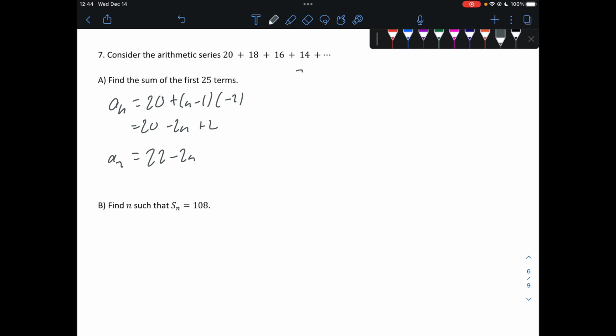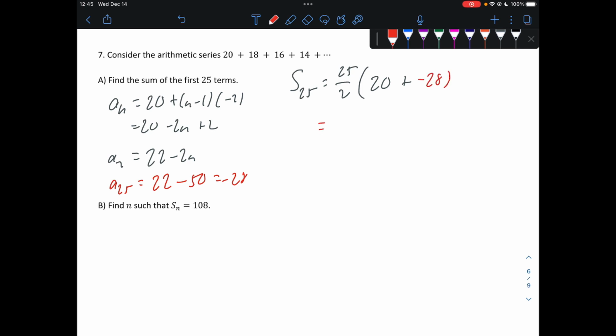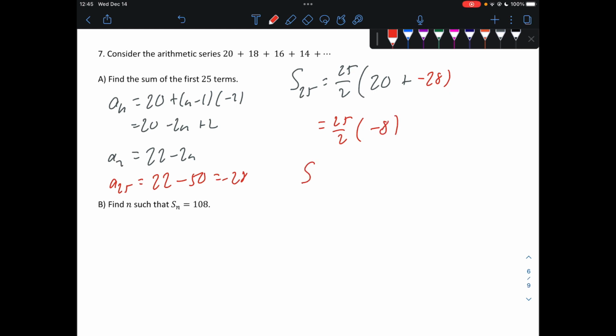So we have s sub 25 would be 25 over 2 times the first term, which is 20, plus the last term. We don't know the last term yet, but we can find it by doing a sub 25 equals 22 minus 50, which is negative 28. So we get 25 over 2 times negative 8, which is negative 100.